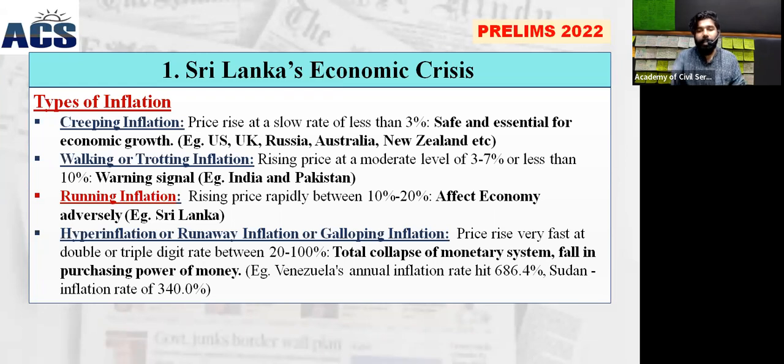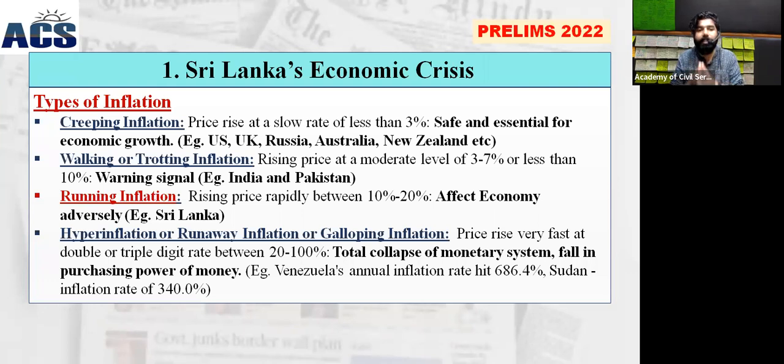The example countries here are Venezuela as well as Sudan. These two countries are also experiencing the same situation of hyperinflation, galloping inflation or runaway inflation. Venezuela's current rate is more than 600%, around 686%. Sudan is the second largest country experiencing hyperinflation, at around 340%. These are examples of countries experiencing hyperinflation. That means if any country is experiencing above 20 to 100%, it is experiencing hyperinflation.